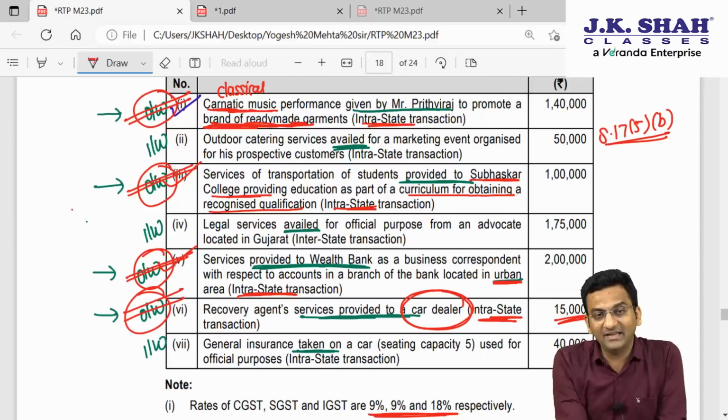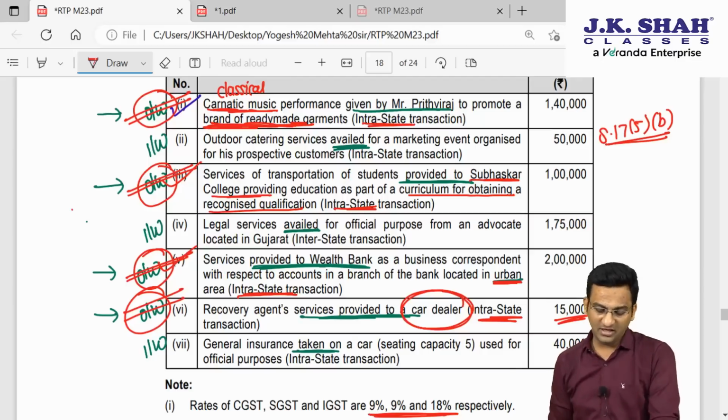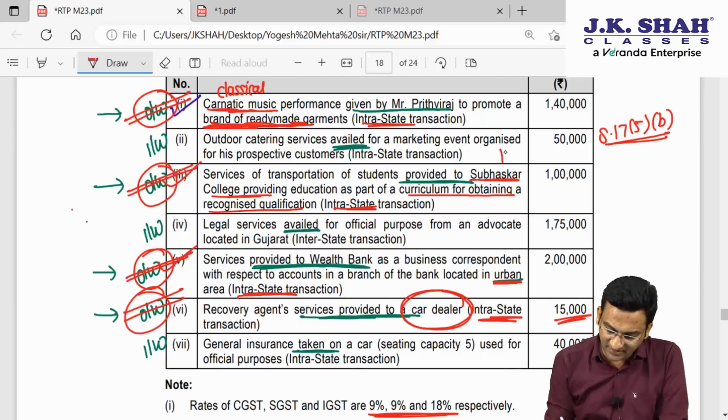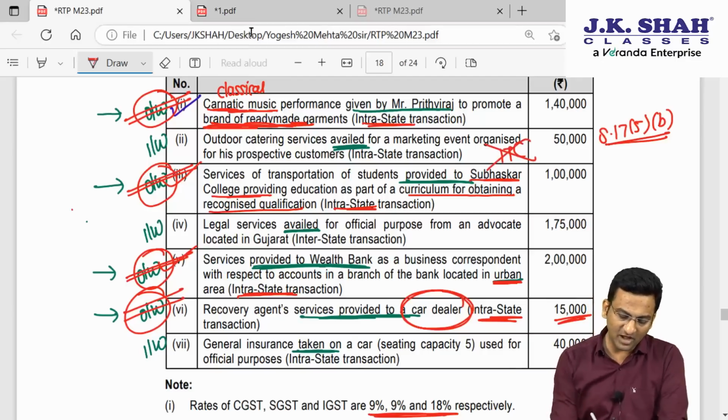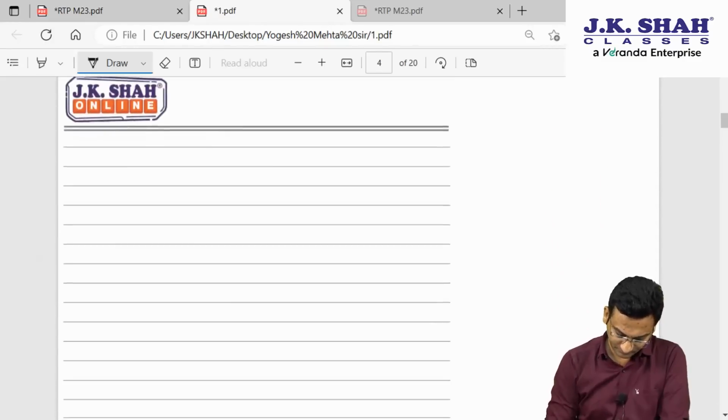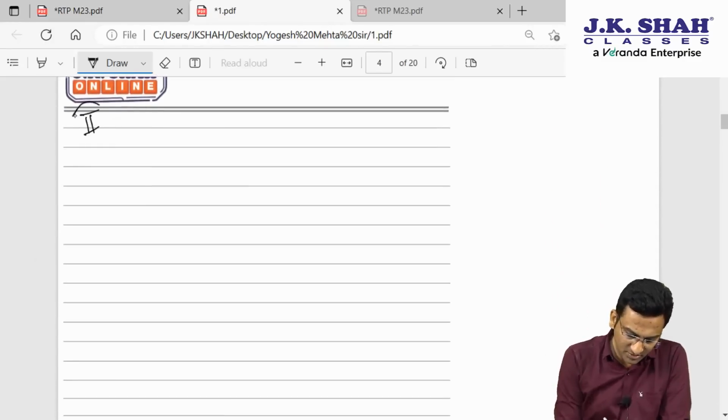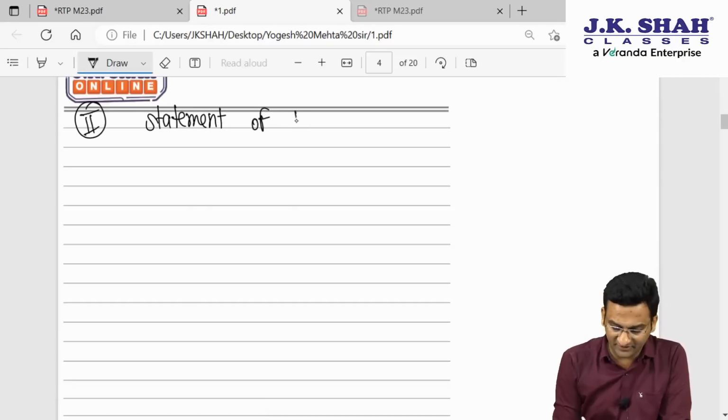However, the ITC can be availed if the outward supply is of the same category. Now, if the outward supply and inward supply, if both are catering services, then you can avail the ITC. But in the given question, the outward supply is not the same. Hence, he cannot avail the ITC and ITC is blocked. So first, outdoor catering services. The part 2 of the question: prepare the statement of inward supply, or a statement of tax on inward supply.